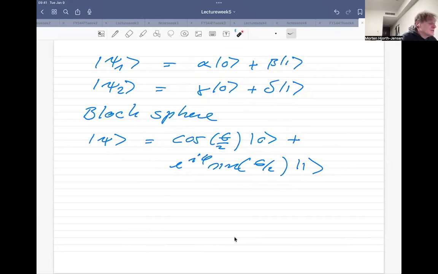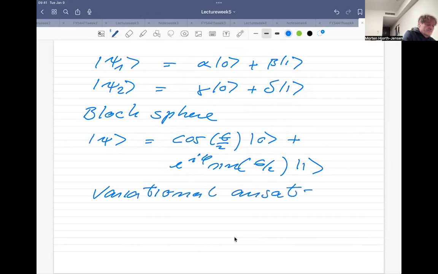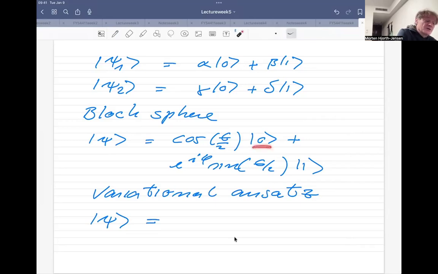So keep this in mind, because this means that when we now are going to make an ansatz for a variational solver, our variational ansatz for this state psi is now going to be given in terms of rotations of the original states, 0 and 1 here, in terms of angles which define rotations along the x, y, and z axis of the Bloch sphere. So that means in principle that we may have something like this.